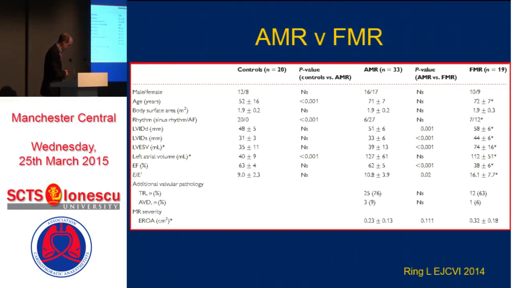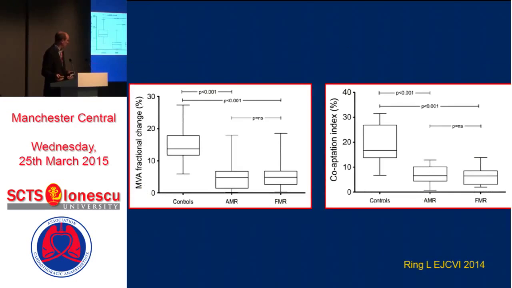I can't actually see this particularly well, so I'm going to move over here a little bit. And the differences between the two groups of mitral regurgitation here, between the atrial mitral regurgitation and functional mitral regurgitation, relate to left ventricular remodeling. So the ventricles in this group are bigger, more remodeled than in this group. There is no difference in atrial volumes. But what is particularly interesting is when you look at the parameters of the mitral annulus and the valve.